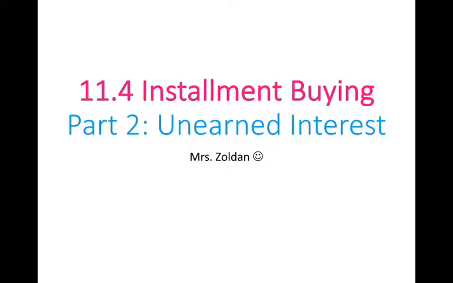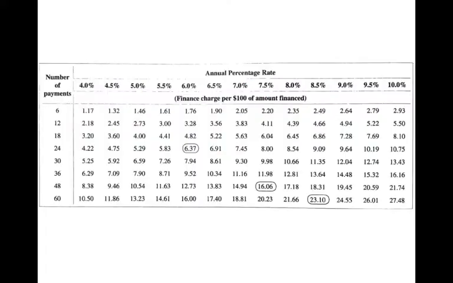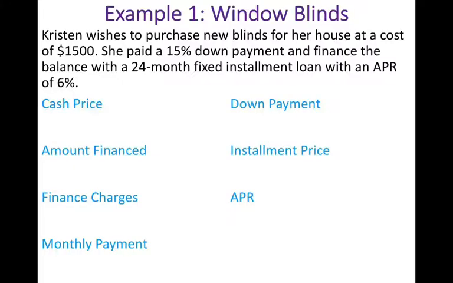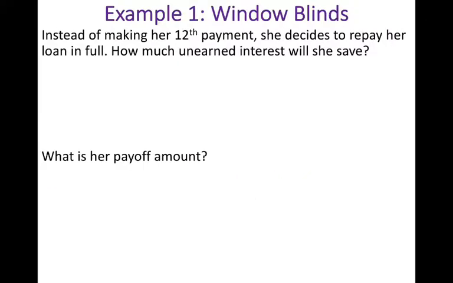So here's the video going over part 2 of 11.4 installment buying. This portion is on unearned interest. Before we start, please make sure that you have this piece of paper in front of you to work with. It is posted online for you guys, because we're going to keep referencing the APR chart. The examples in this video are the same examples from 11.4 part 1, except I have added a couple more questions afterwards talking about unearned interest and payoff amount.